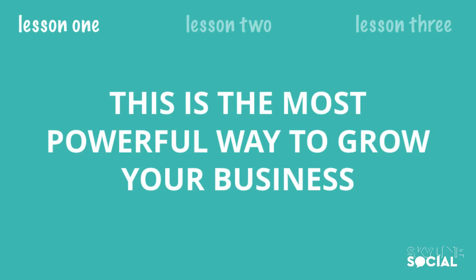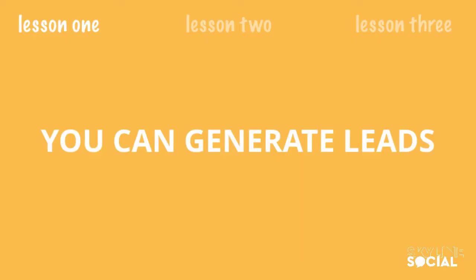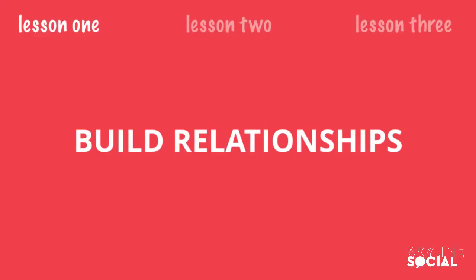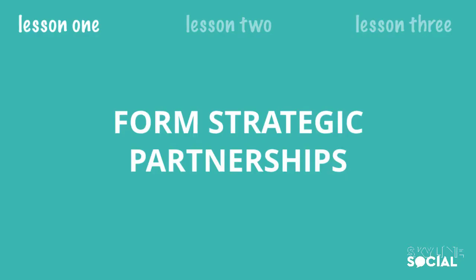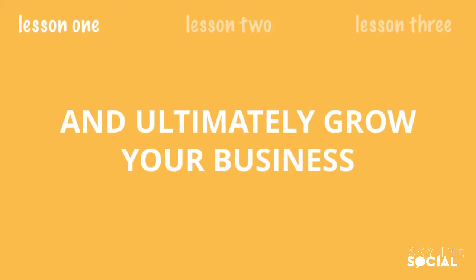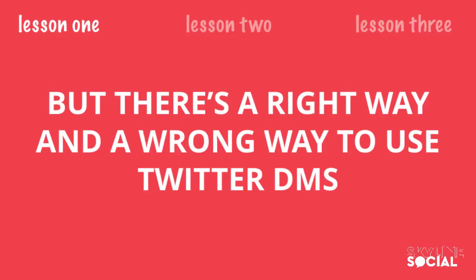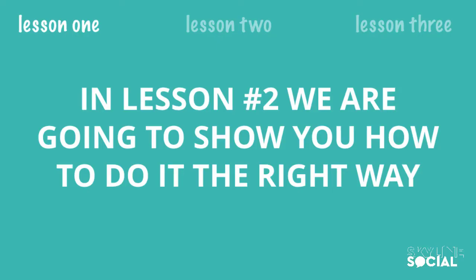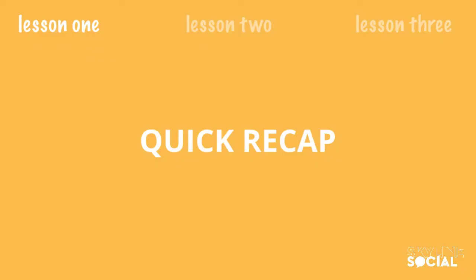And this is how you can generate leads, and this is how you can build relationships with people. This is how you can form strategic partnerships with people and ultimately grow your business. It's all through Twitter conversations, okay? But there's a right way and a wrong way to use Twitter direct messages or Twitter DMs. And in lesson 2, I'm going to show you how you can do it the right way, just to make sure you don't make any mistakes or annoy people or anything like that. Okay, so we're going to go into lesson 2 very shortly, but for now I just want to do a quick recap on what we've learned in lesson 1.